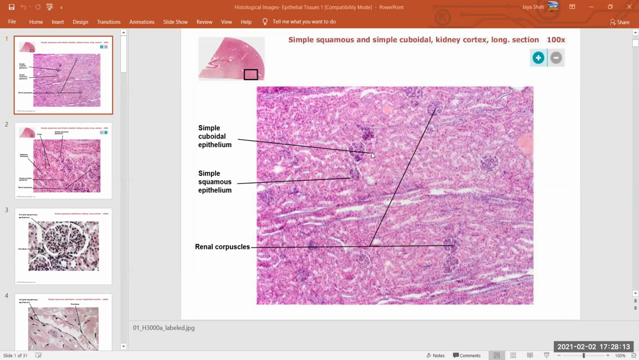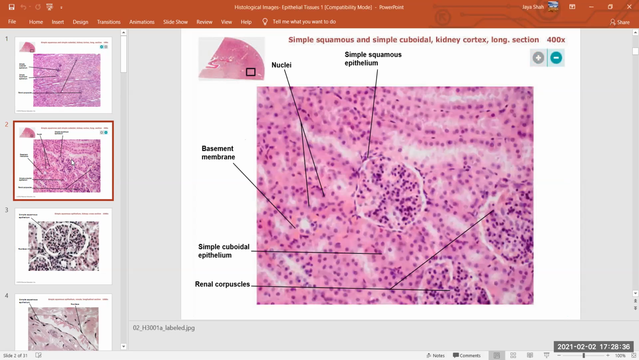But the kidney also has tubes, and the walls of the tubes have simple cuboidal epithelium. In this magnification, you cannot see it. So if you see the glomerulus and the tubes, here is the simple cuboidal epithelium and simple squamous epithelium. Let's see the highly magnified cells. The same slide, but magnified.